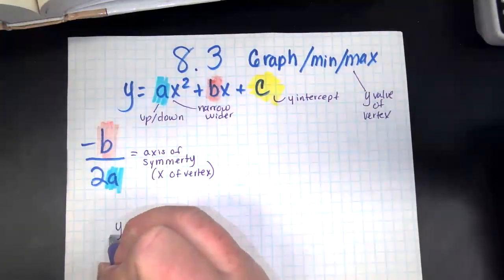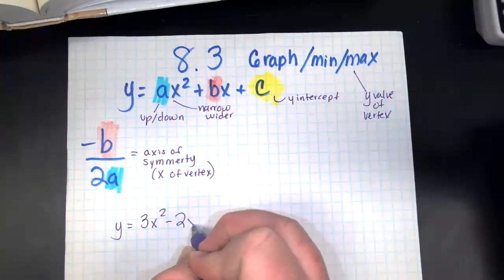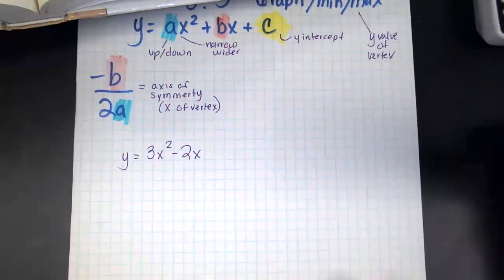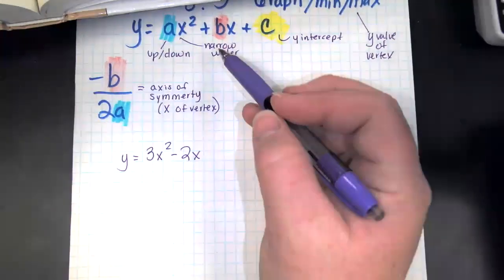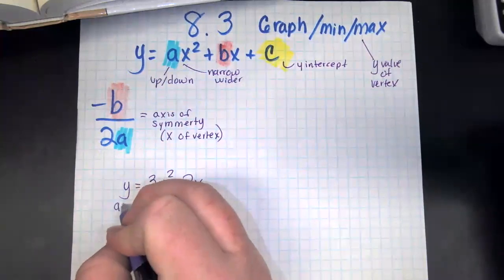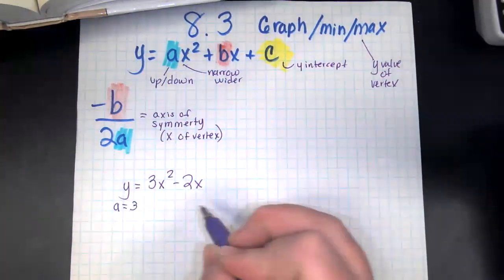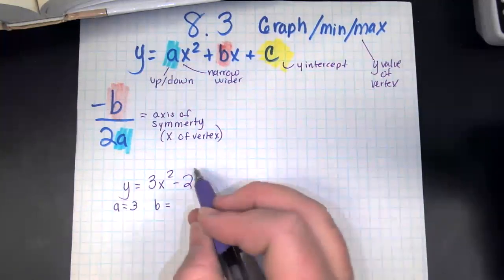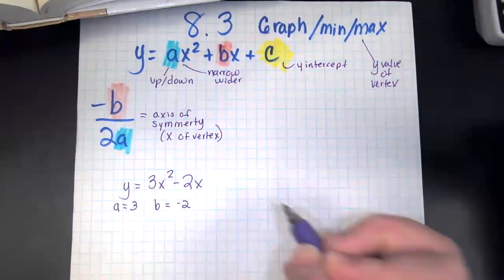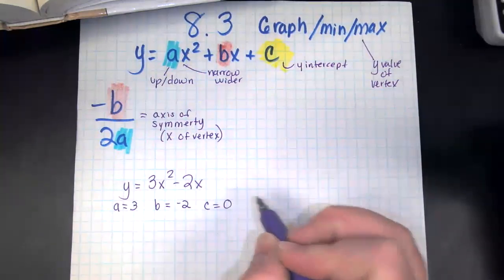All right, y is equal to 3x squared minus 2x. Okay, so if you're thinking about A, B, and C, I like to go through and say, okay, who's A? Well, A would be 3. Who's B? B would be -2. And who's C? Oh, I don't see any, so that must be 0.